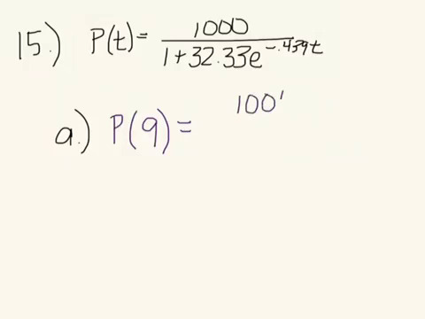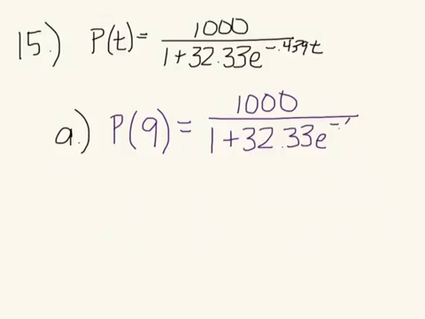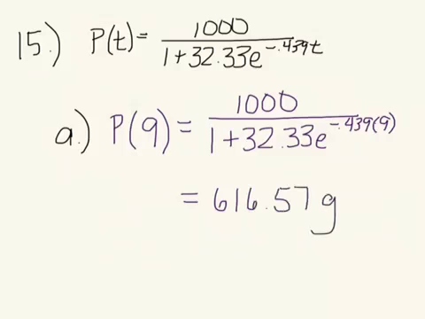And then what you put in your calculator is going to be 1,000 divided by 1 plus 32.33 e to the negative 0.439 times 9. And when you put that in your calculator, you should get 616.57, and it is grams. So that one's just, make sure you can plug it in your calculator right. I would definitely plug that in as a stacked fraction. Use that anytime you can.